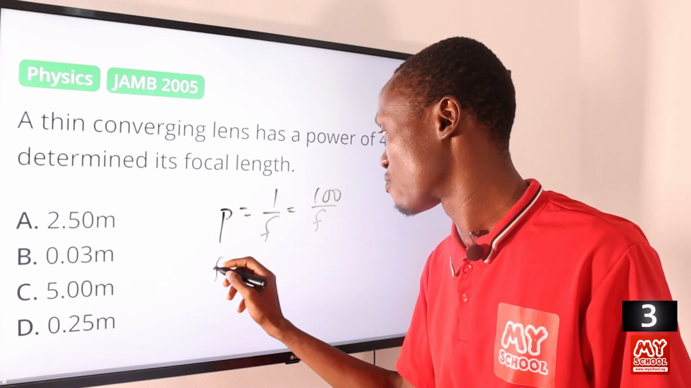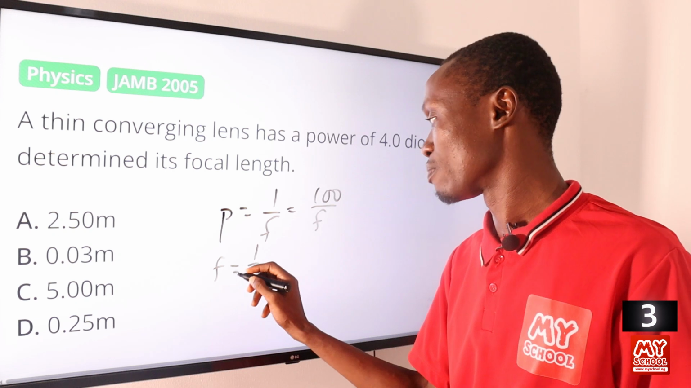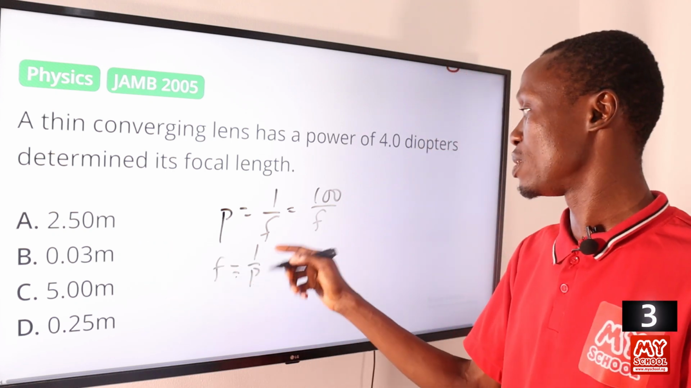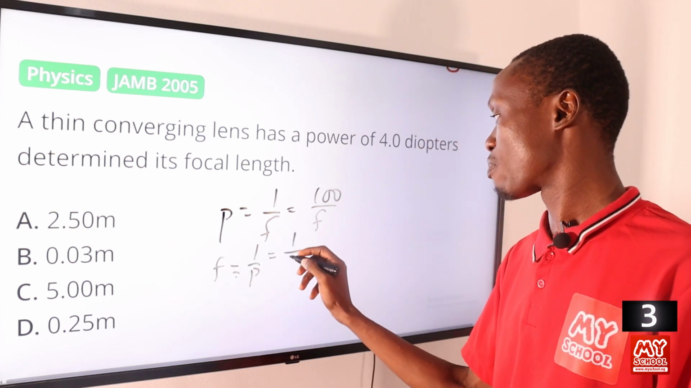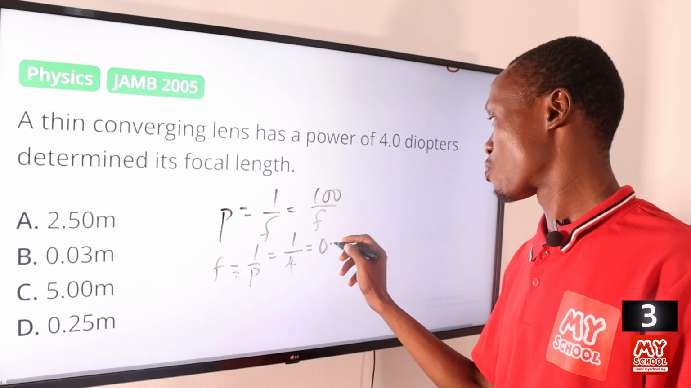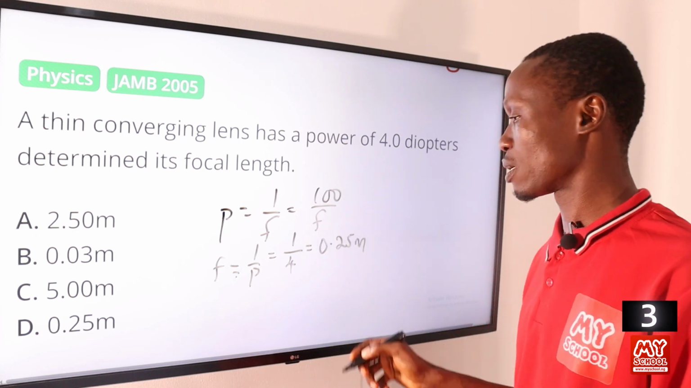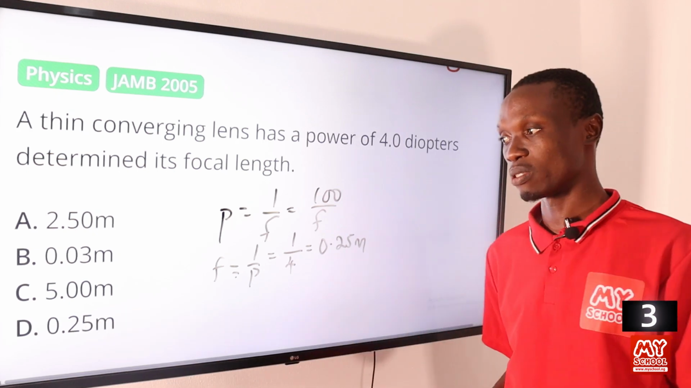So here we'll be having F to be equals to 1 over P. So we just substitute the value of P. So here we'll be having 1 divided by 4, which will be equals to 0.25 meters. So the answer to this question is option D, 0.25 meters.